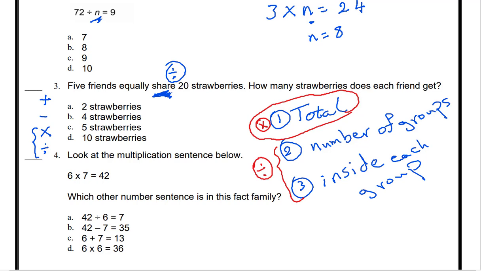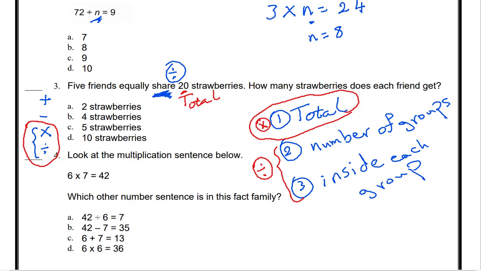So I think now it's simple for you to decide. If you need the total, multiply. If you need the number of groups or the number inside each group, this is division. Now you can decide whether a question needs you to multiply or to divide. For this one, it's clear that 20 is the total. So we don't need the total. If you don't need the total, divide. If you need the total, multiply.